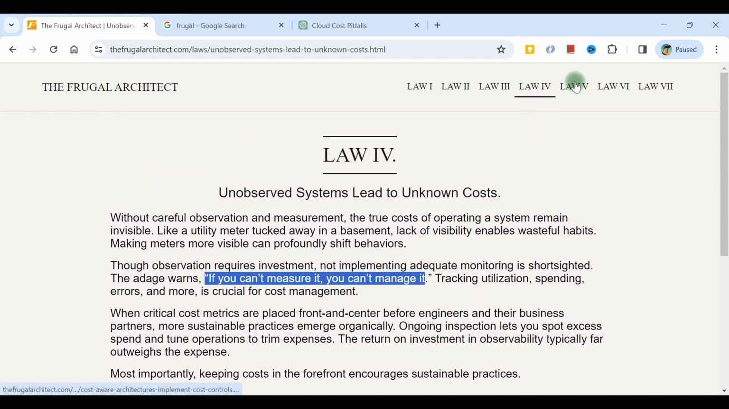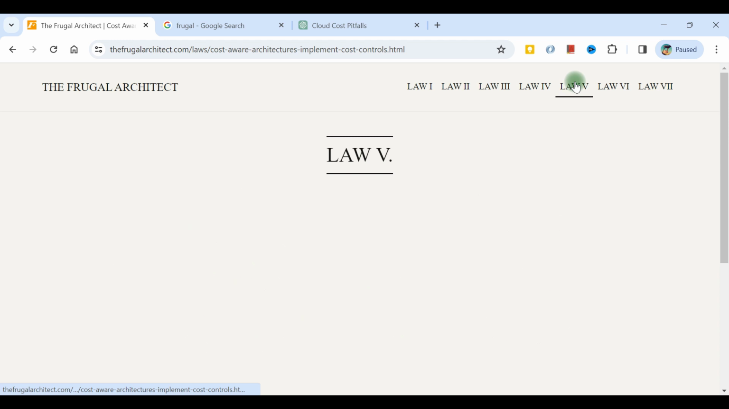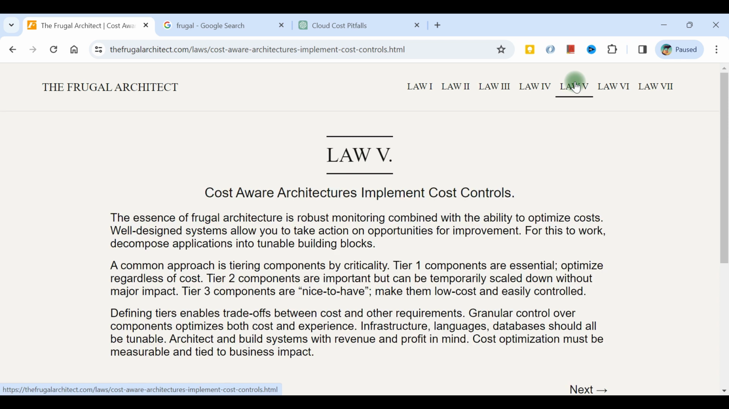That's one. So cost dashboards or metrics should be shared with everyone: the department, the engineering department, the users, the application operations. Everyone should know how much the company is paying for this.